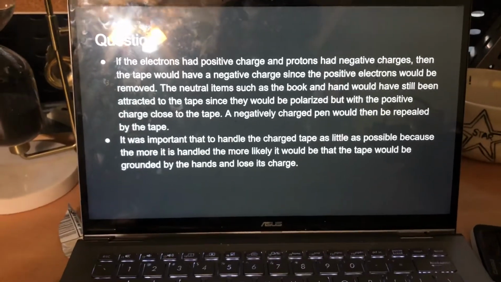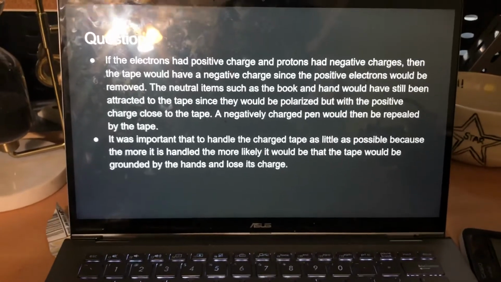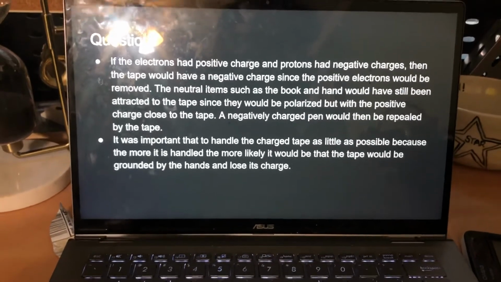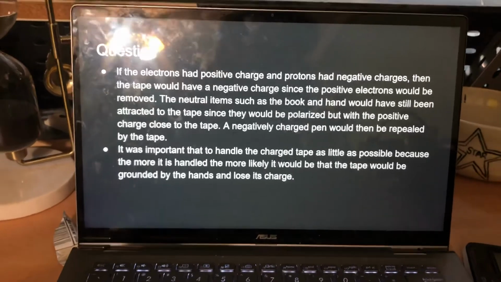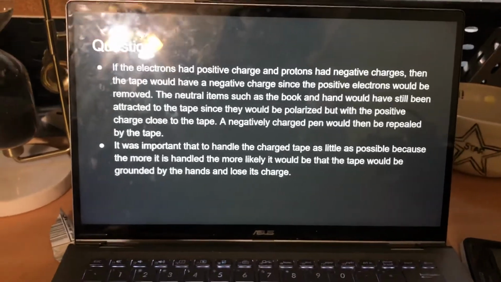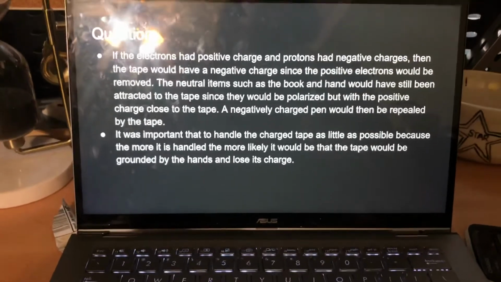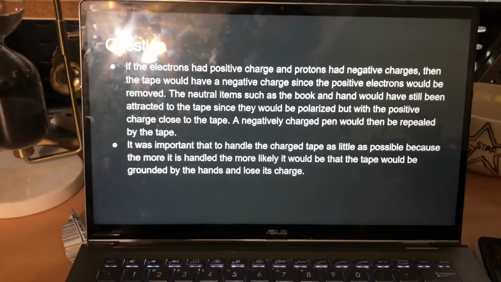It was important to handle the charged piece of tape as little as possible, because the more it was handled, the more likely the tape would be grounded and therefore lose its charge and then not be able to be pushed up. And then that is the end of my lab report.